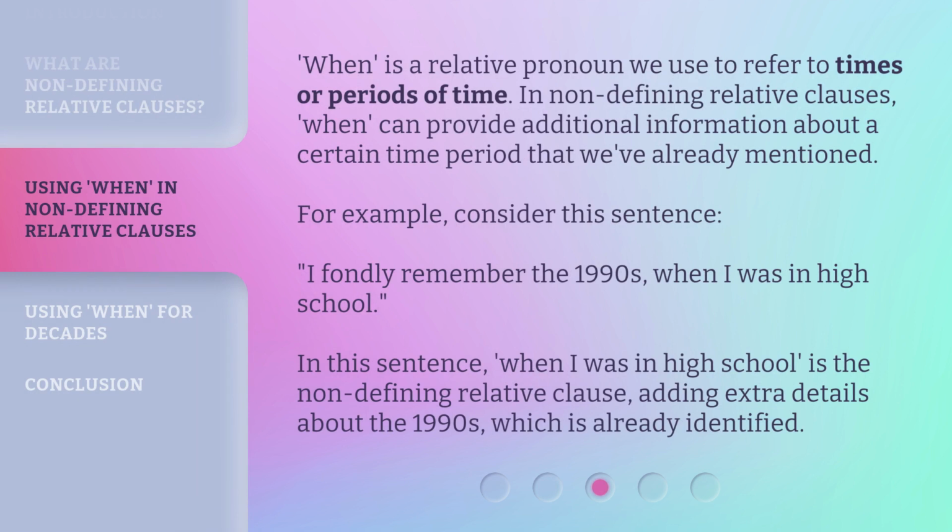When is a relative pronoun we use to refer to times or periods of time. In non-defining relative clauses, when can provide additional information about a certain time period that we've already mentioned. For example, consider this sentence. I fondly remember the 1990s, when I was in high school. In this sentence, when I was in high school, is the non-defining relative clause, adding extra details about the 1990s, which is already identified.